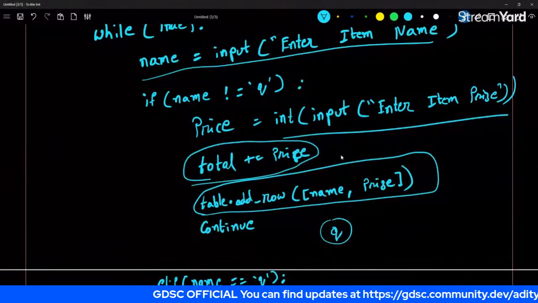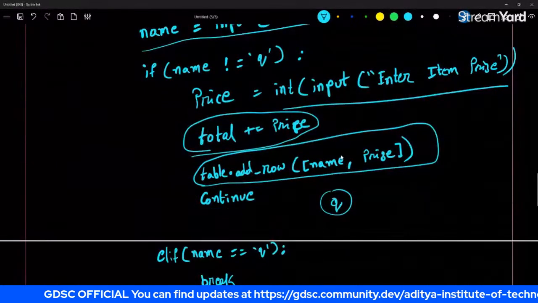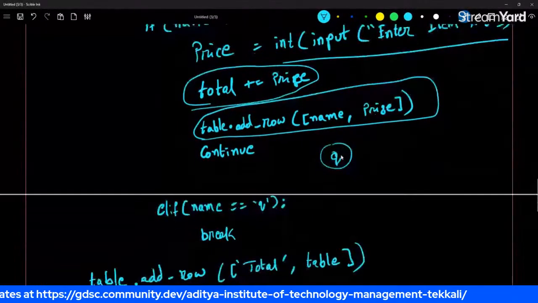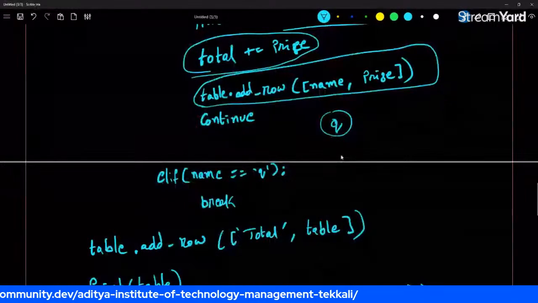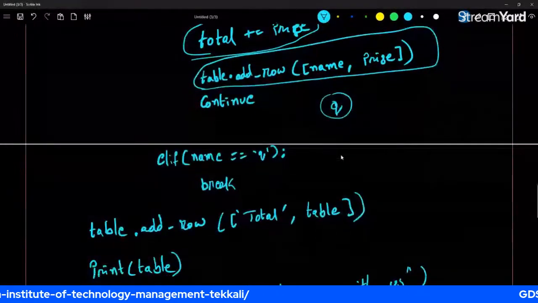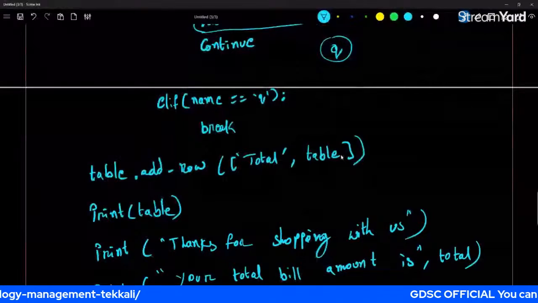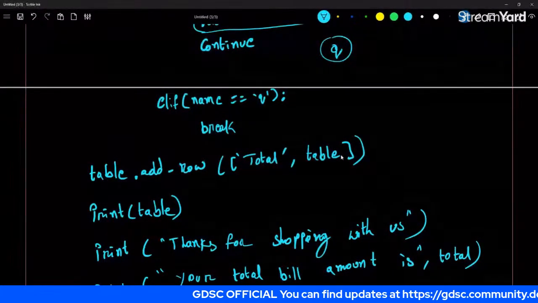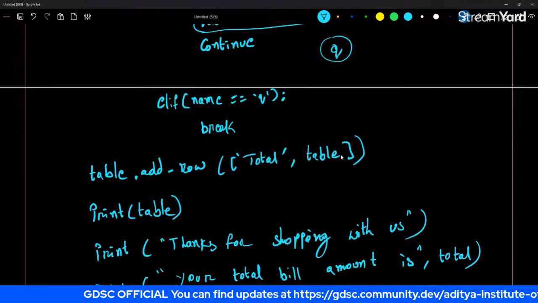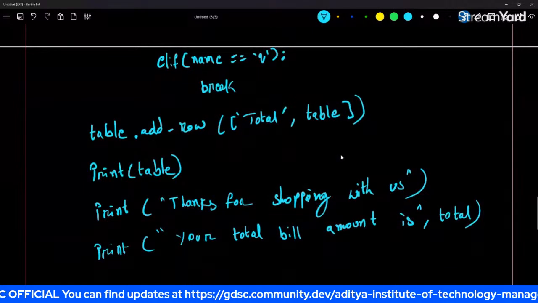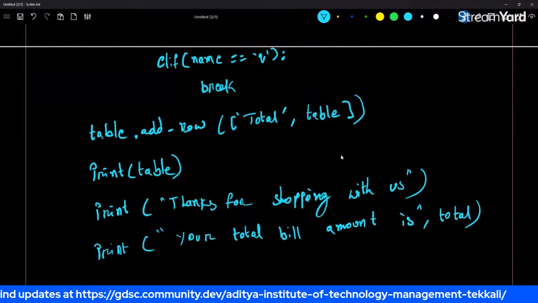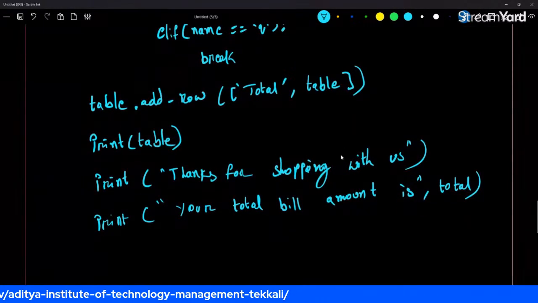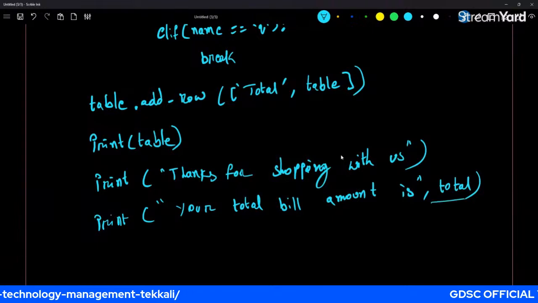you will ask the user to enter the price, then you will calculate the total, and you will add the name and the price to the table. Then you will continue. If it is the Q case, you will terminate this infinite while loop. Then you are going to add a last row, that is total, with the total amount. Then you are going to print this table and a simple greeting message: Thanks for shopping with us. Your total bill amount is, and you print the total bill at the last. This is the total.